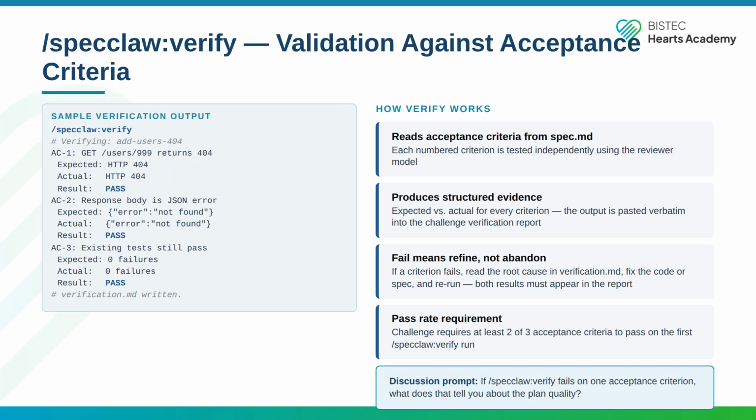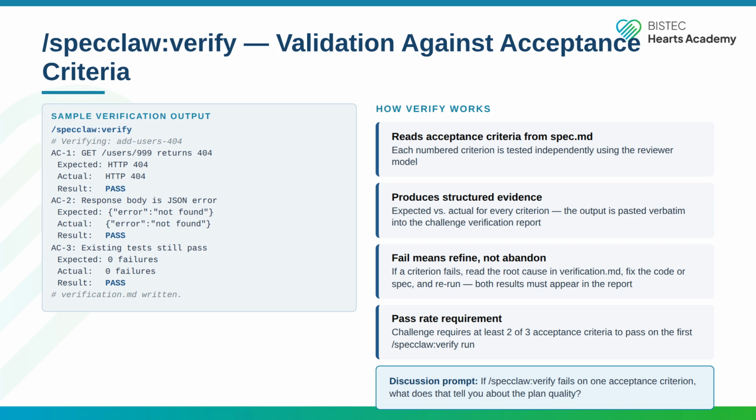/SpecClaw verify tests every numbered acceptance criterion from the spec independently, using the reviewer model. For each criterion, it records the expected outcome, the actual outcome, and a pass or fail result. The full output is written to verify-report.md. When a criterion fails, the output tells you the root cause.